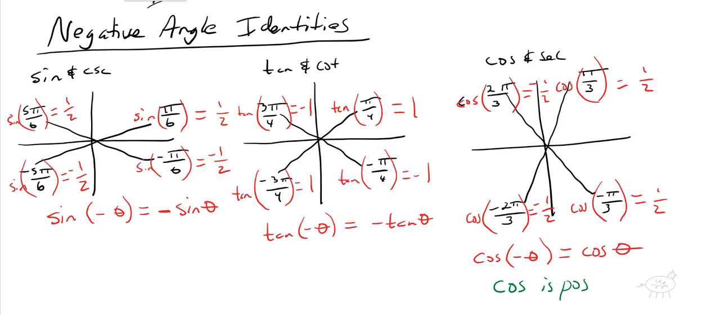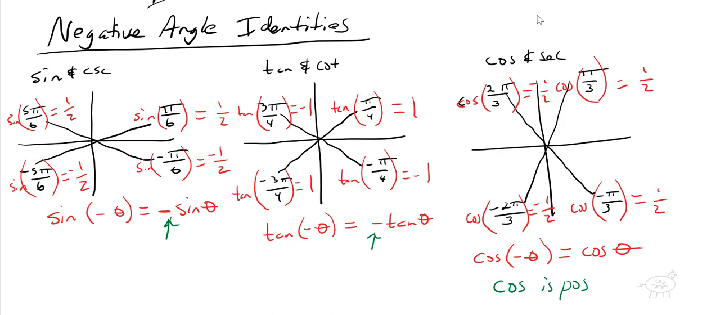Well, they're negative angles. So the way I look at that is sinning and tanning are bad for you, right? It's bad to sin. And tanning, you get skin cancer, it's bad for you too. So sinning and tanning are bad for you. That's why they stay negative. But cos is pos. Okay? So I know, kind of a cheesy way to remember it, but whatever.